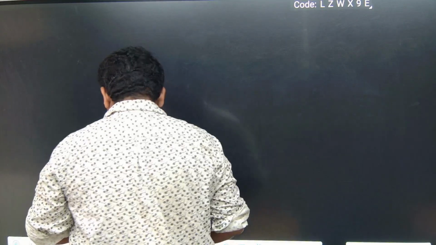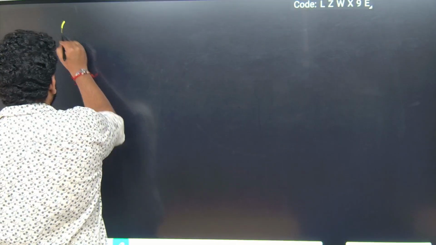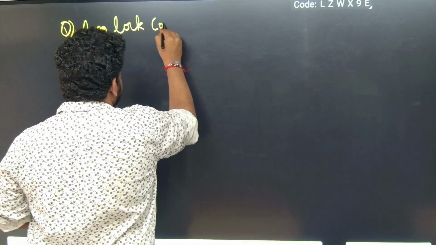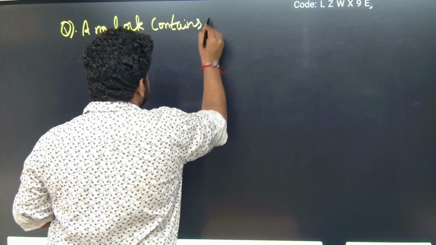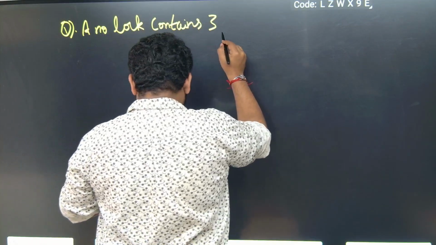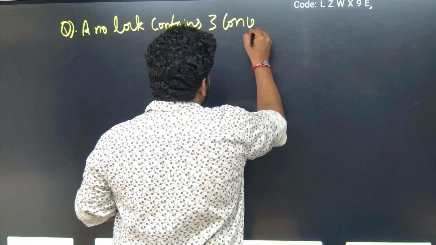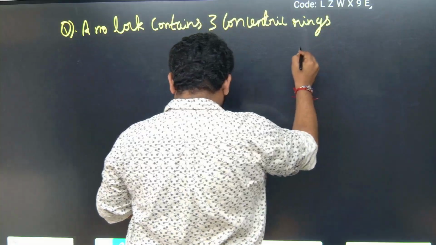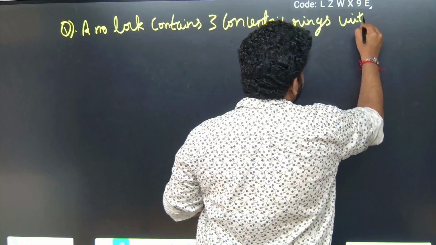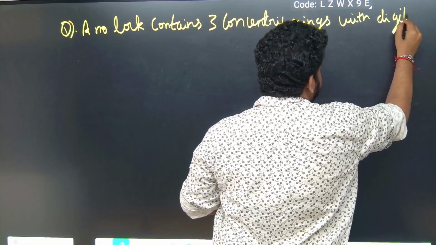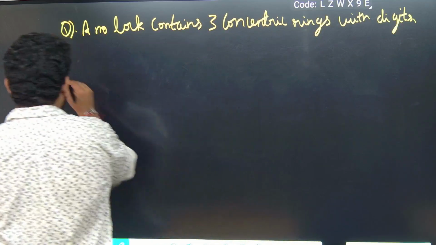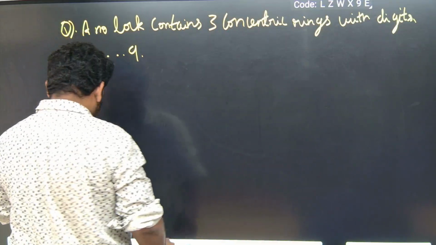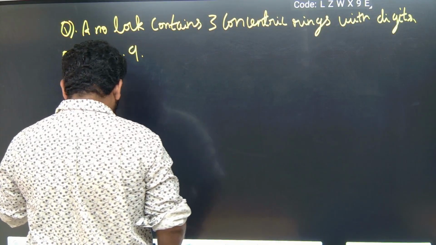The next question is: a number lock contains 3 concentric rings with digits 0, 1, 2 up to 9. They are asking what is the maximum number of unsuccessful attempts to open the lock.